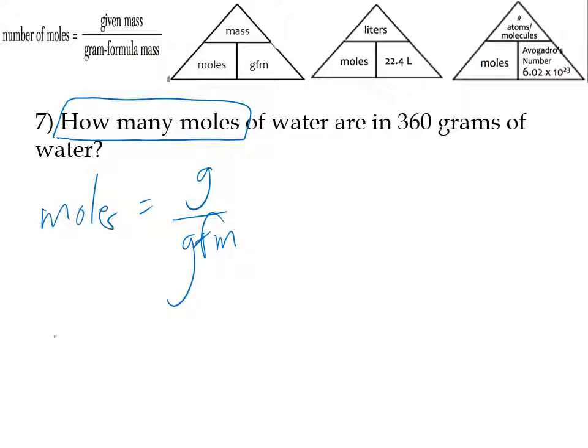So our moles is going to be the unknown. So I'm just going to rewrite that over here. Moles, we still don't know, equals grams over gram formula mass. It tells us we have 360 grams. So that's going to be our given mass. It's going to go on the top of my fraction, 360 grams right here.